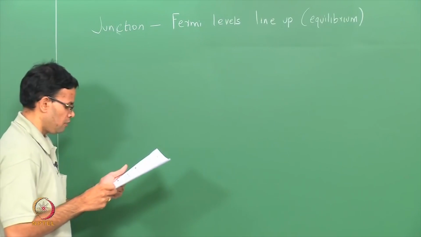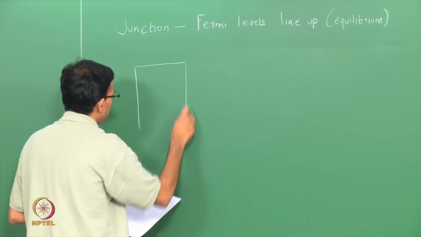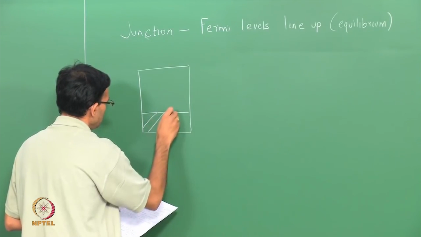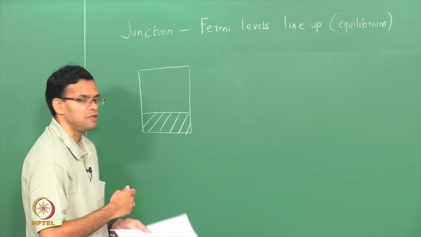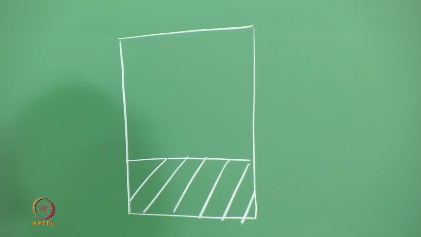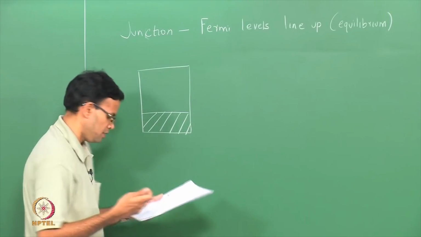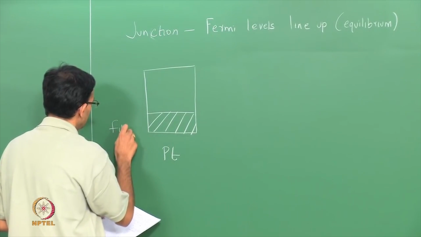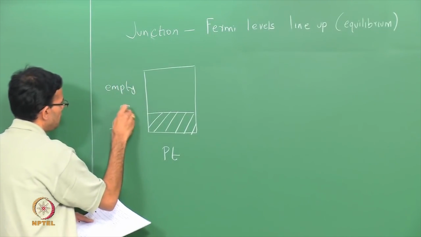So consider the case of two metals. For this particular example, I will choose platinum and molybdenum. So let me just draw platinum. Metals are characterized by having a continuous valence and a conduction band, so that there are filled and empty states, and EF, that is the Fermi energy, represents the gap between the filled and the empty state. So this is platinum, these are all filled states, these are all empty states. EF separates the filled and the empty.